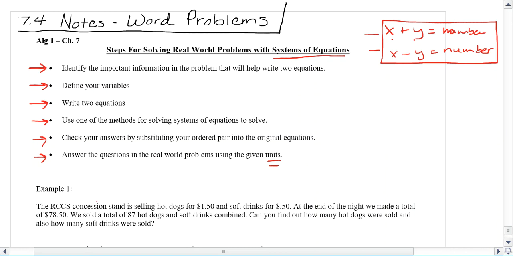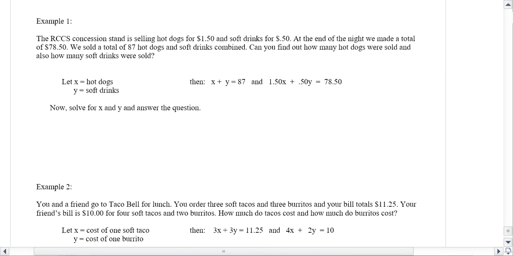All right, let's go through these steps together in working through the examples in these notes. In example 1, I have done some of the steps for you, but let's just read through it and do step 1. The Christian school concession stand is selling hot dogs for $1.50. Obviously, an important piece of info is the cost of the hot dogs and the soft drinks, 50 cents. At the end of this night, a total of $78.50 was made, and we sold a total of 87 items. Can you find out how many hot dogs were sold and also how many soft drinks?